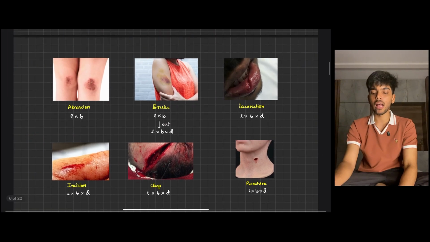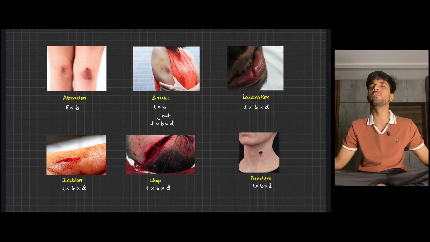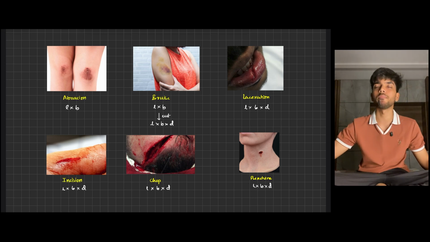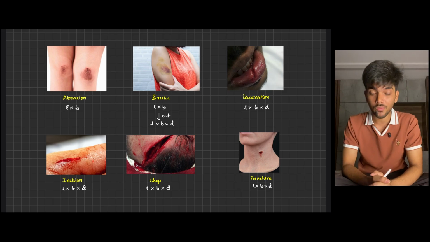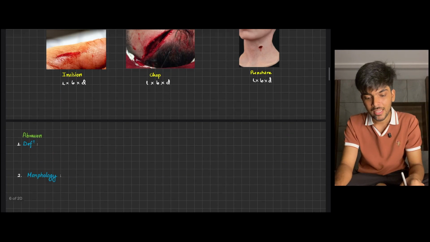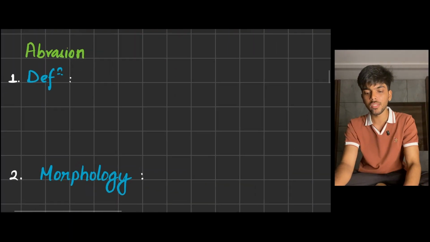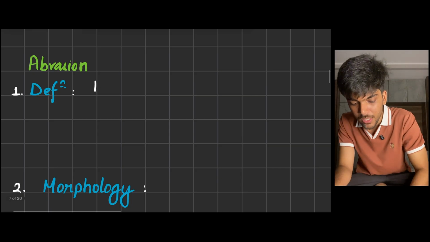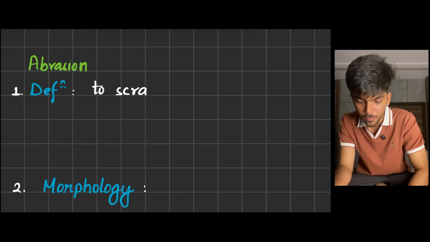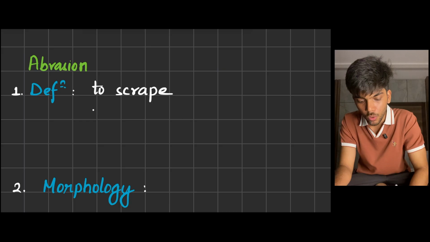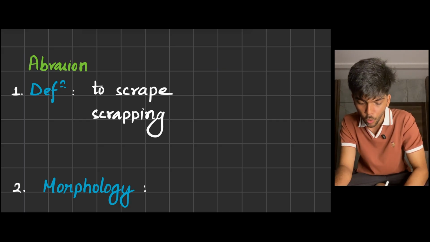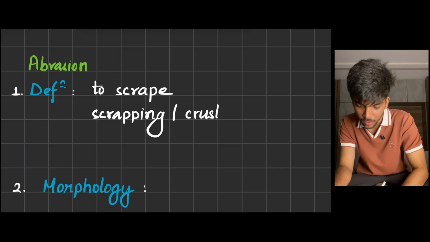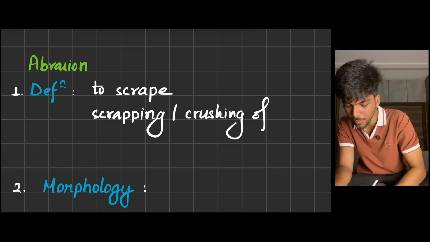And with that, I have given you the basic overview of all the various types of mechanical injury. Now, let's dive deep into each one of them one by one. Starting off with abrasion. First things first, definition. Abrasion means to scrape. So, it can be defined as either the scraping or the crushing of epidermis.